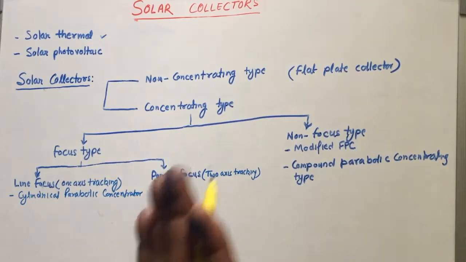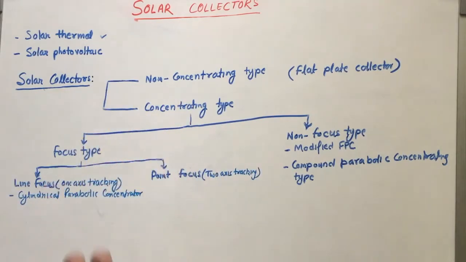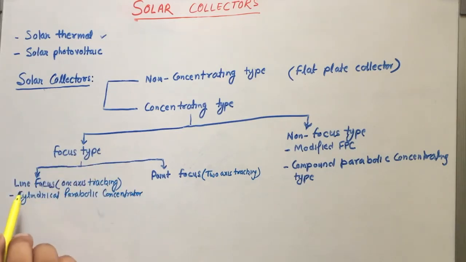Now the radiations are concentrated in a line. Radiations are coming and passing through a line, and the line is considered as a focus point. So that is known as line focus, and in line focus the cylindrical parabolic concentrator is there. We will further discuss fixed mirror solar concentrators.